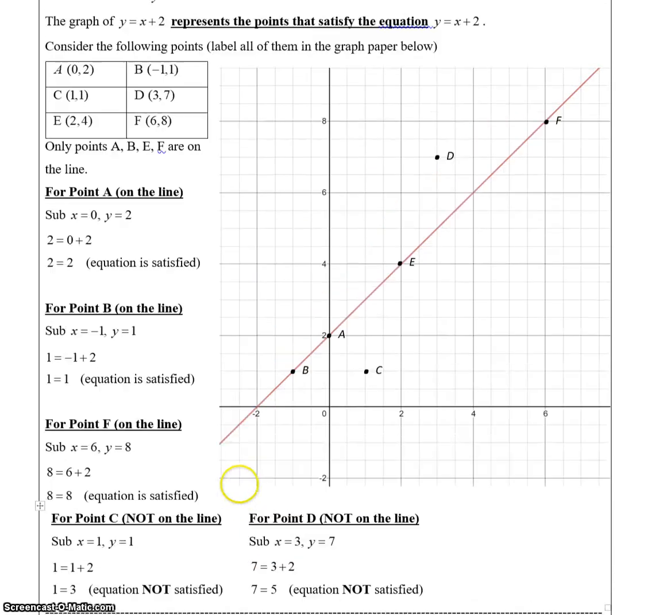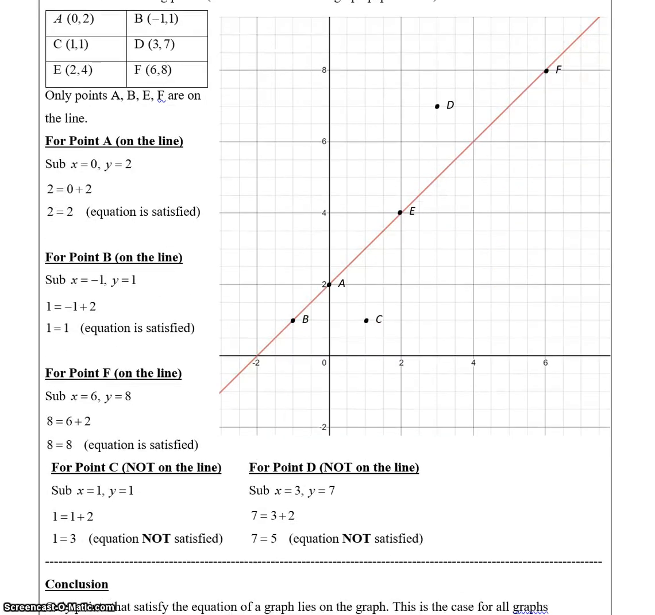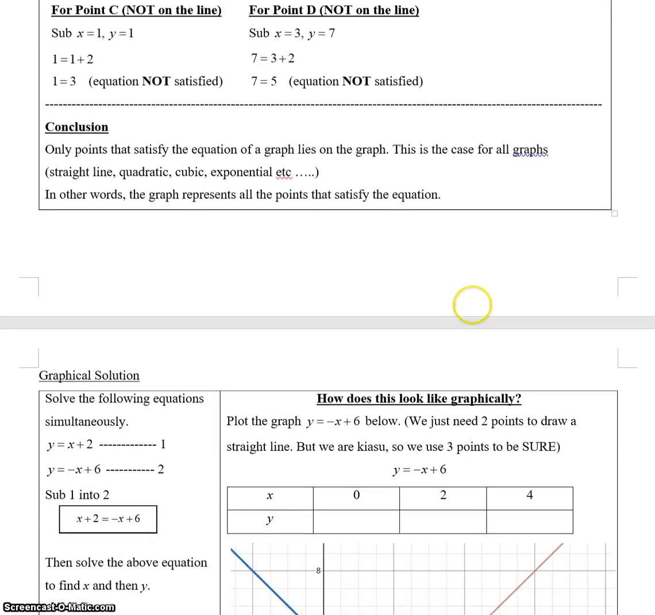So the conclusion is also here. The graph of y equal to x plus 2 represents the points that satisfy the equation. Anything that doesn't satisfy the equation is not on the graph. So this is the true meaning of what a graph really represents: the points that satisfy the equation. Only those points, anything else cannot. Okay, so with this, let's move on to the next part.